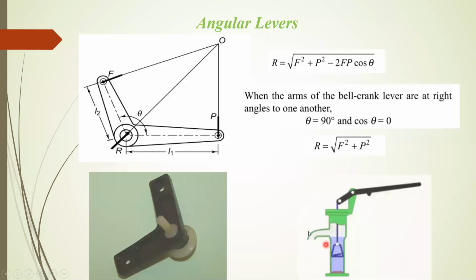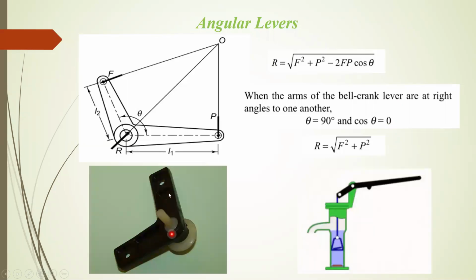Bell crank levers are like this. It has a 90 degree angle. You can see the practical examples of the bell crank lever. Here is also one example. It is the 90-degree angle between the two levers or arms. So this is the bell crank lever, and we are going to design that bell crank lever in today's session.